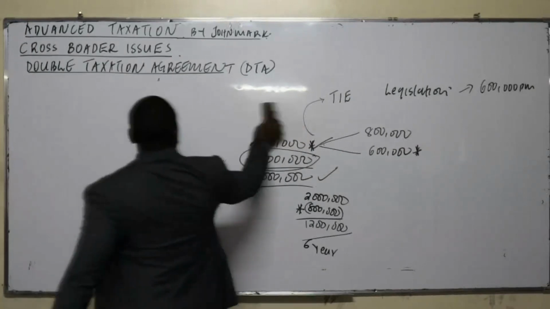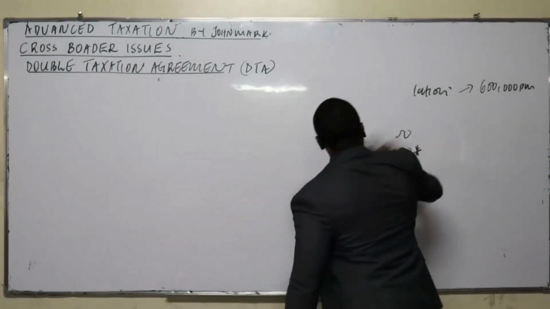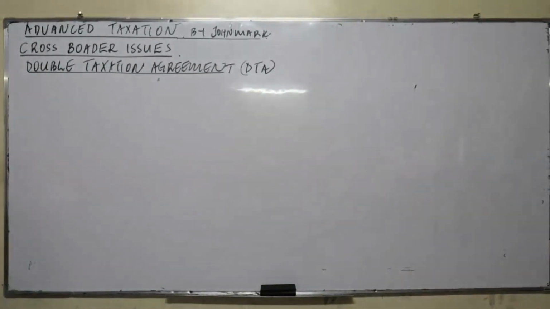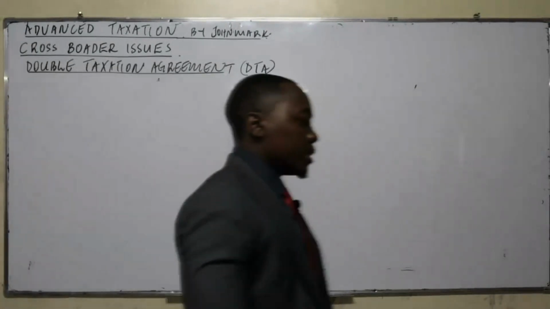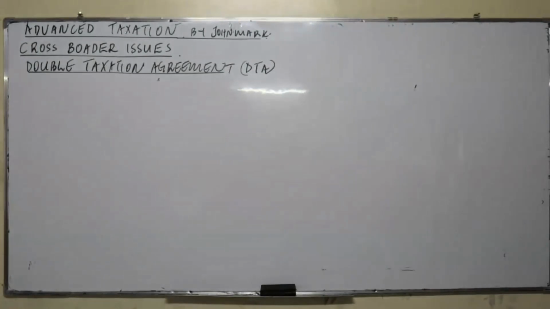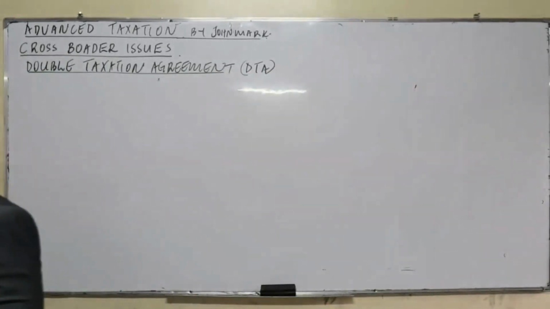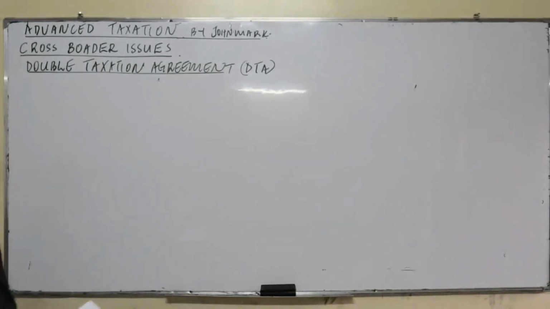So now let's look at the subheading: procedure of computing double tax relief. How to determine the double tax relief? Number one, determine the taxable income earned in Kenya.